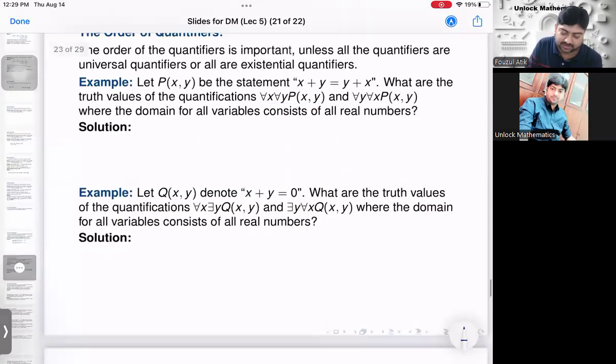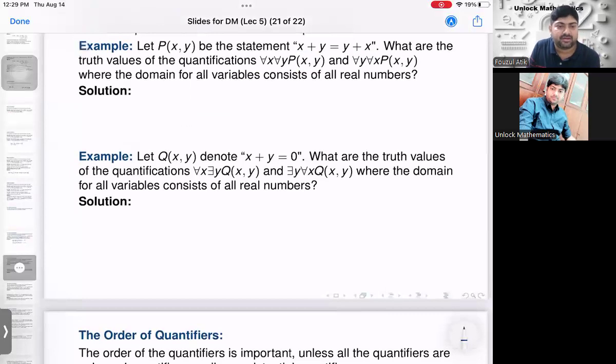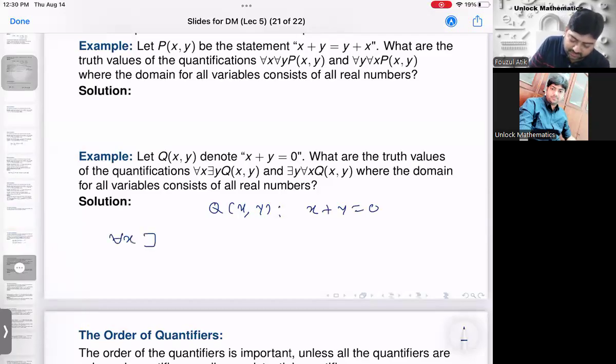But look at this example. Let q(x, y) denote that x plus y equal to 0. Then what are you saying? That for all x, there exists y, q(x, y). Is it true or not? Yes, it is true, because for every x, there is a real number y such that x plus y equal to 0. We have discussed already. So this is true for any real number.